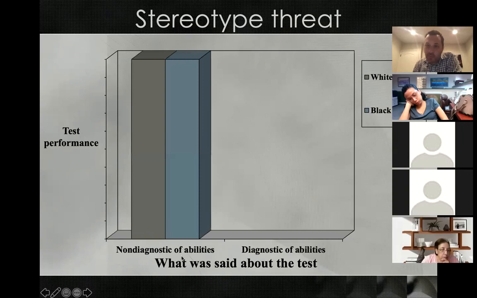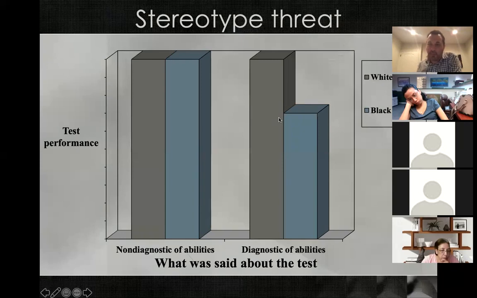Now, when these participants were told that the test is not diagnostic of their abilities, it doesn't actually relate to their verbal abilities, the white and the Black students perform equally well. There's no actual racial difference in terms of this test. However, when these participants were told that the test is diagnostic of their verbal abilities, suddenly the white students outperform the Black students.